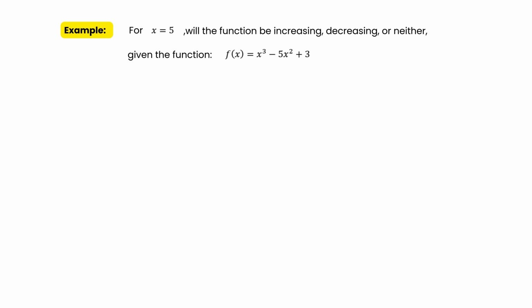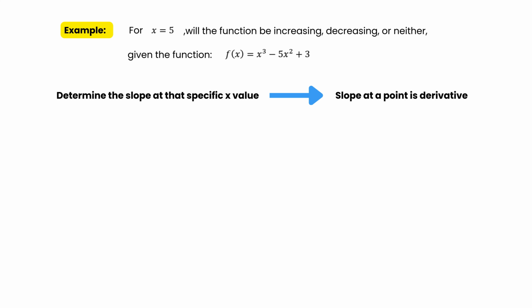Let's take an example. In this example, they ask us to determine whether a function is increasing, decreasing, or neither at x equal to 5. Right away, we see we don't have the sketch. We could draw the sketch and check what happens at x equal to 5, but that's way too much work. Instead, we can just find the slope at x equal to 5. How do we get the slope at a point? We differentiate the function once and then substitute 5 into the differentiated expression.